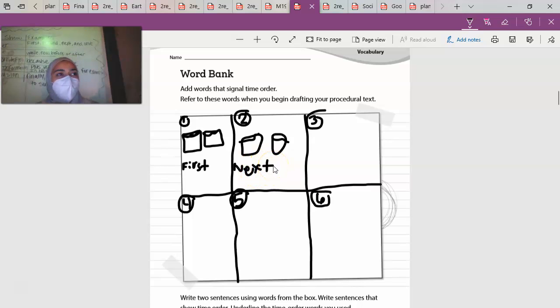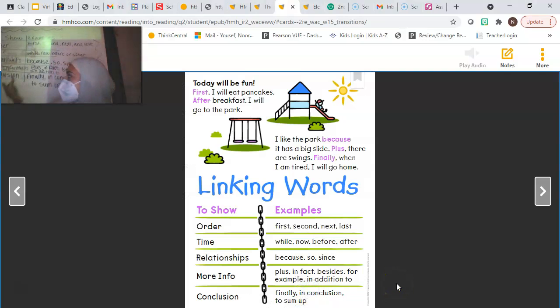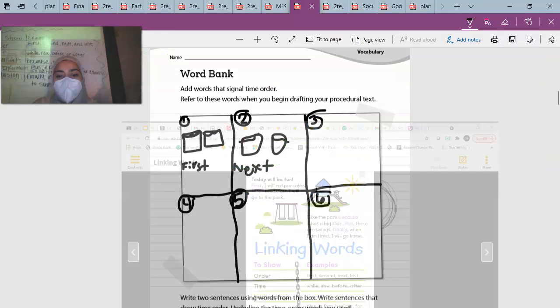And I'm going to write what happens next. Please make sure you are using linking words to show the steps of how to complete this thing. You have to use the linking words you just wrote down that were right here. These linking words. You have to use them. I just used first and next. Now I'm going to use while. Let me show you how I'm going to use while.